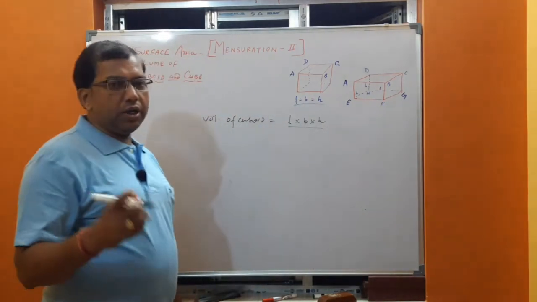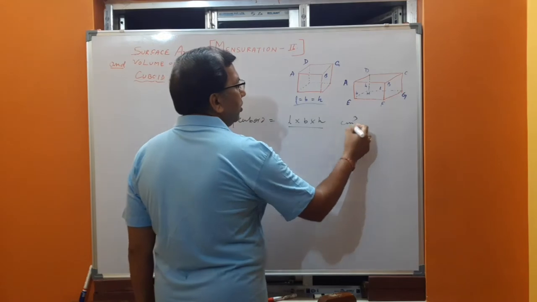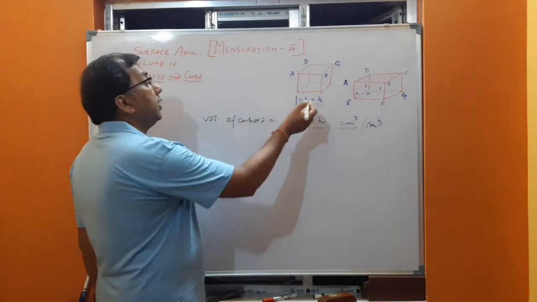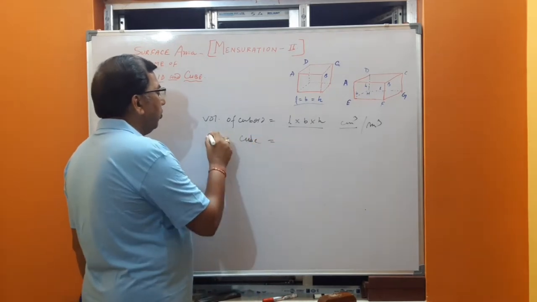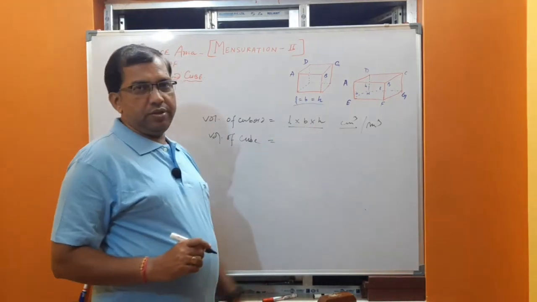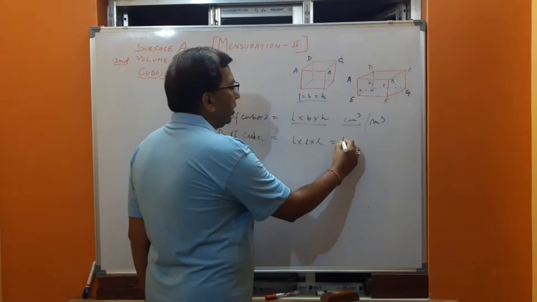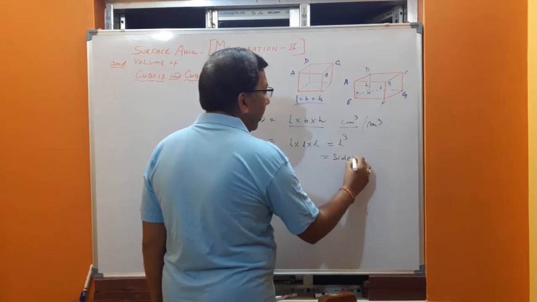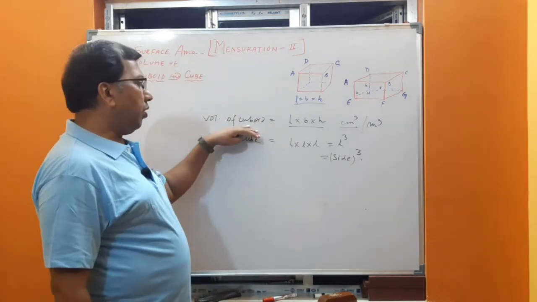In this case, it will be cubic. What is a square unit? A cubic unit. If it is centimeter, it is centimeter cube, or cubic centimeter, cc, or if it is meter, cubic meter, whatever the unit. And in case of cube, it will be what? L, B, H are all the same. That is L into L into L, L cube, side cube, whatever the given side is. Cubic centimeter, cubic meter. Okay. That is the volume of cube and volume of cuboid.